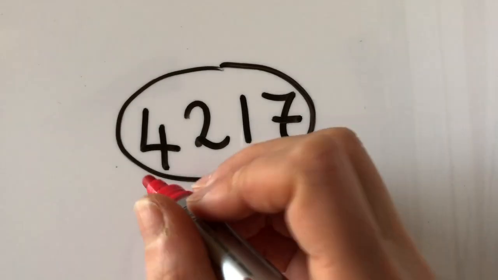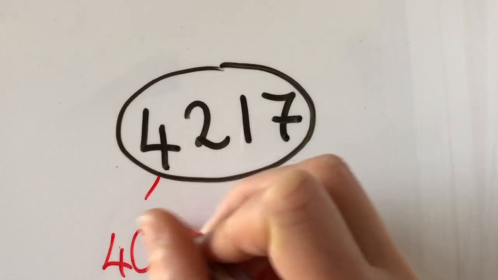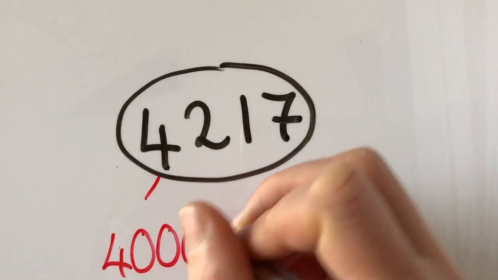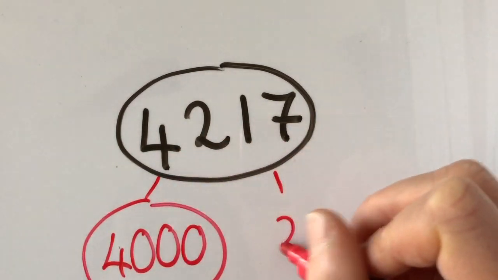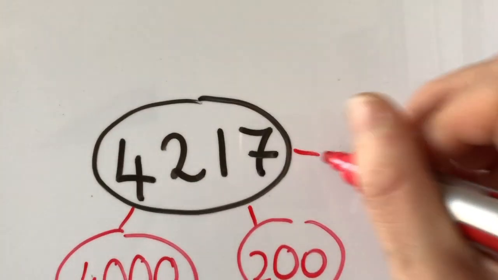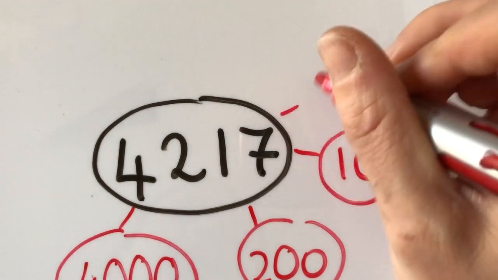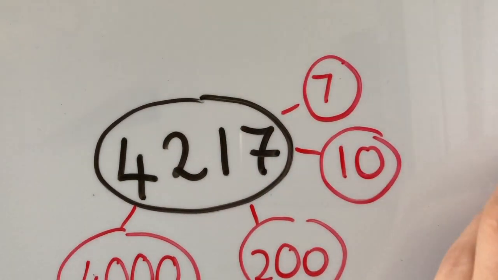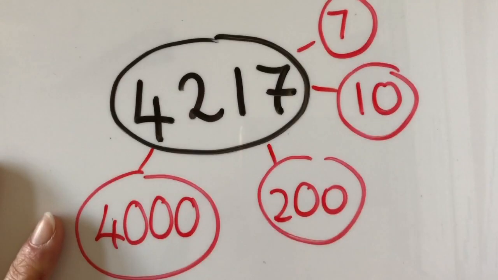And if we move on further up the school, when you're working in thousands, 4,217 could be regrouped into 4,200, 10, and a 7. Okay, so you can see how that number is formed.